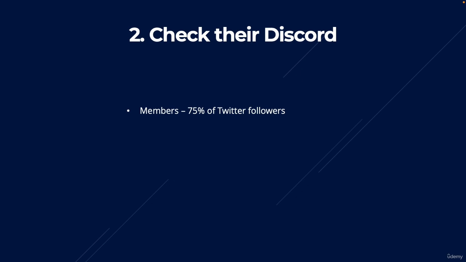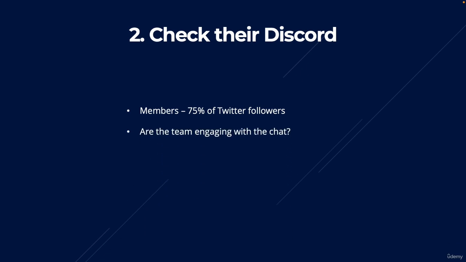Meaning, if a project had 100,000 followers on Twitter, you want to see at least 75,000 of those followers in the Discord and being active. The reason why you want to look out for that is because if a project is really that good, then people are not just going to follow the Twitter account and then go somewhere else. They're going to join the Discord and see what all the hype is about. So that is a pretty good metric you can go off.